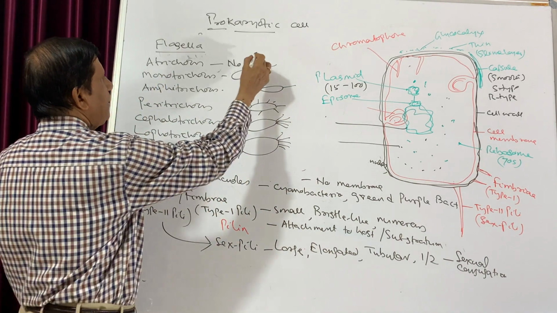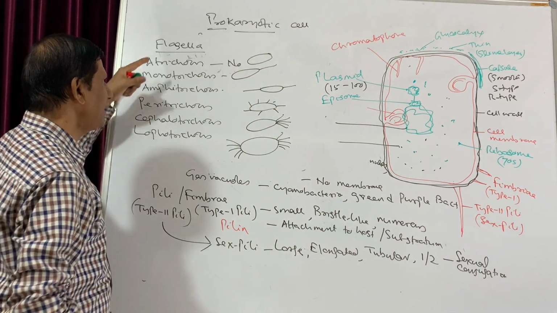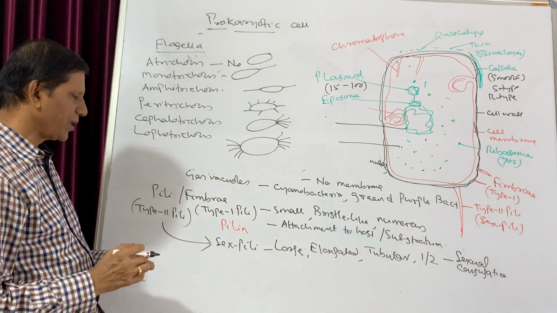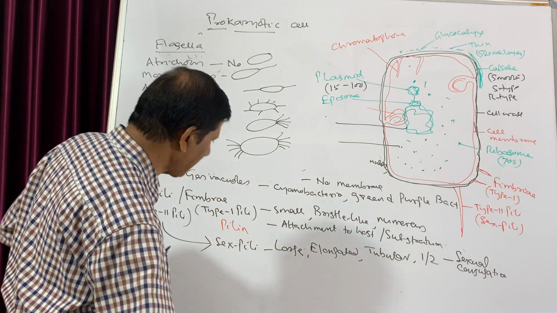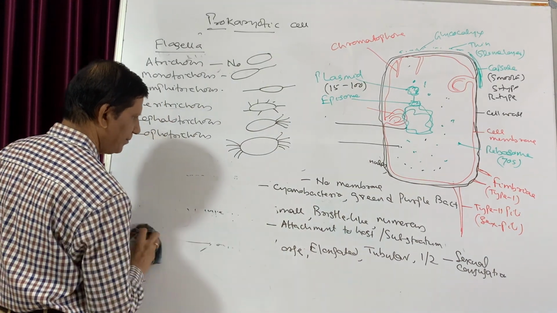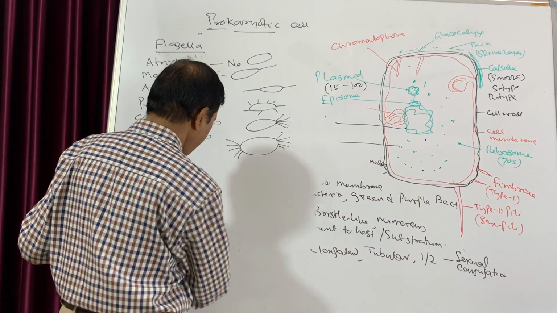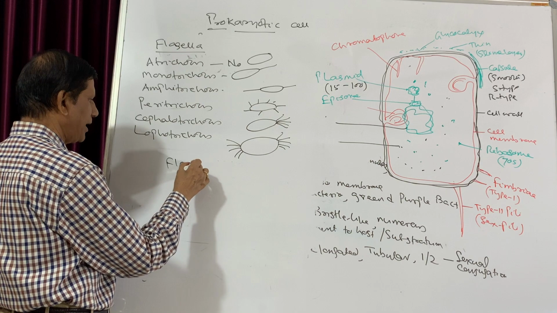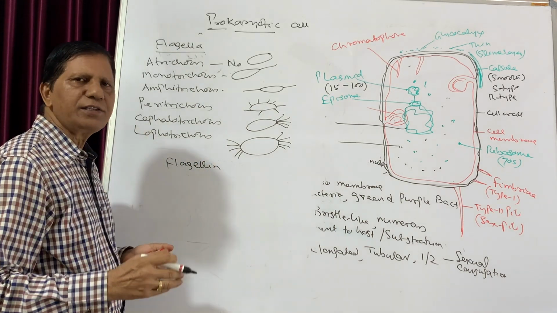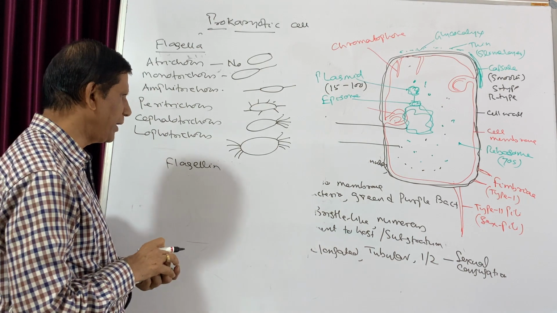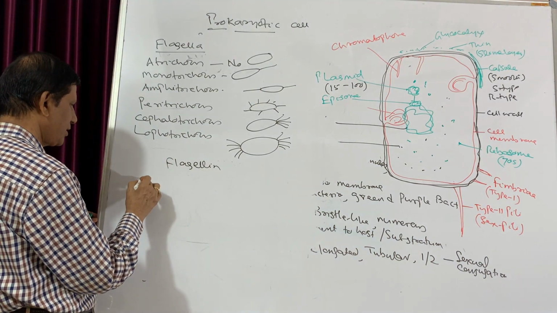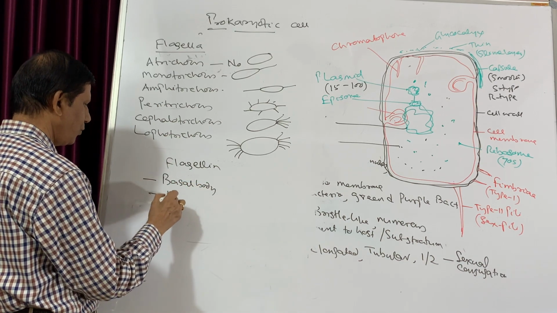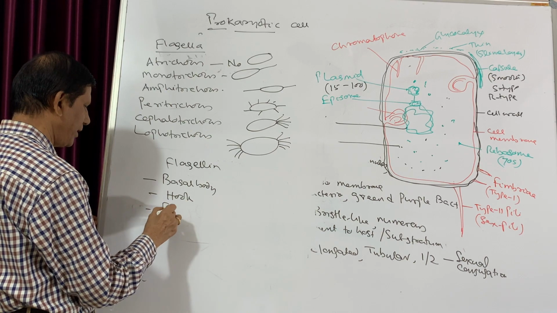So there may not be any flagella, atrichous, and depending upon one, two, or many, these are the different types of flagella. And flagella is always made up of a protein known as flagellin, whereas in eukaryotes it is made up of the protein tubulin. It has three parts: the basal body, then the hook, and the filament.